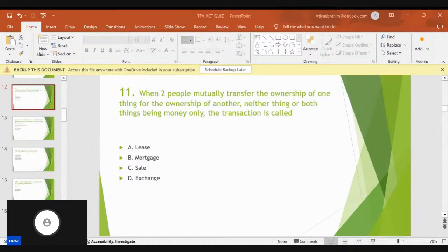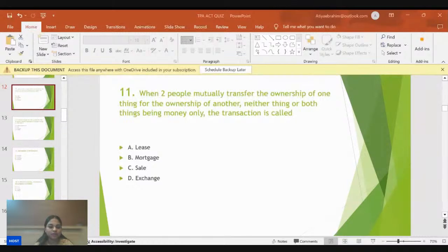And which section of TP Act talks about exchange? In which section do we see exchange under TP Act? Can you mention the section also for exchange, students? Yes, very good. Section 118, correct. Section 118 talks about exchange in the TP Act. Thank you, Vikas.